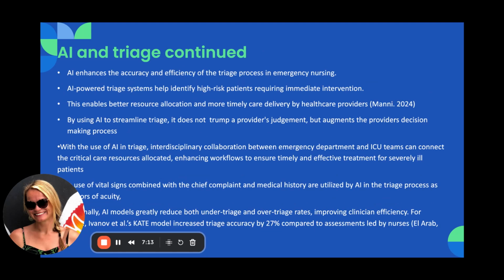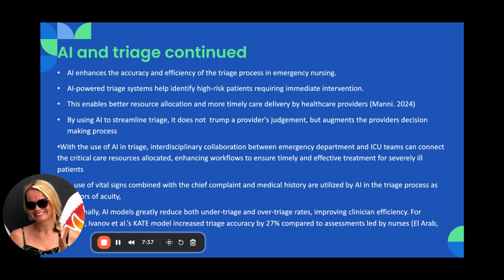AI enhances the accuracy and efficiency of the triage process in emergency nursing. AI-powered triage systems help identify high-risk patients requiring immediate intervention. It allows for better allocation and more timely care by healthcare providers. By using AI to streamline triage, it does not trump a provider's judgment, but augments the provider's decision-making process.